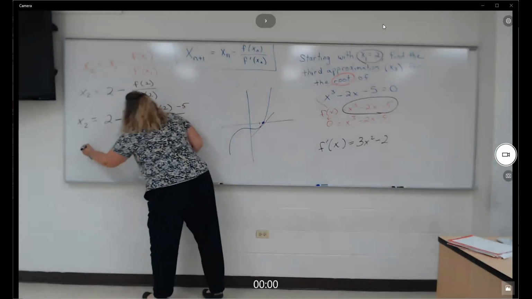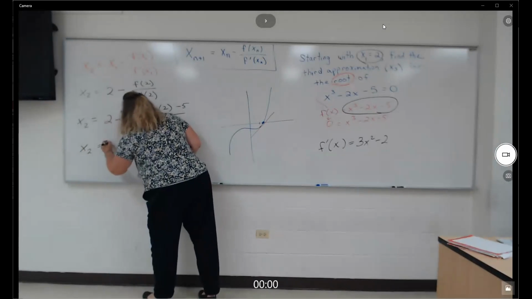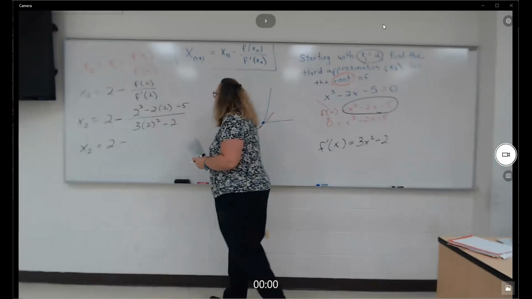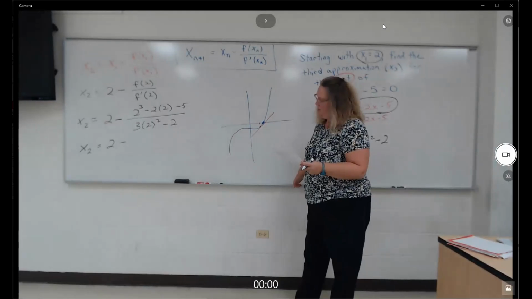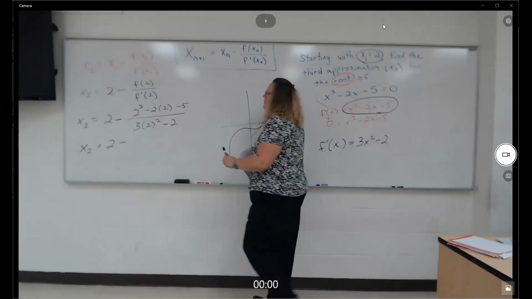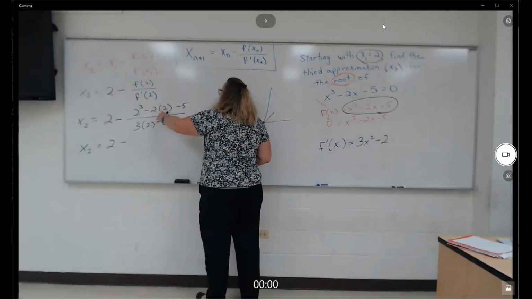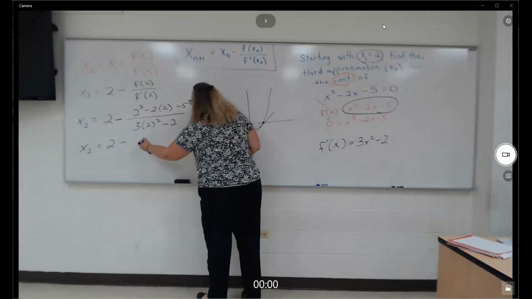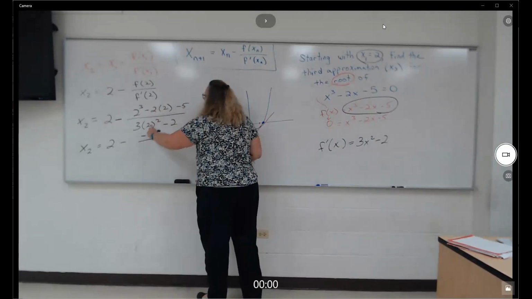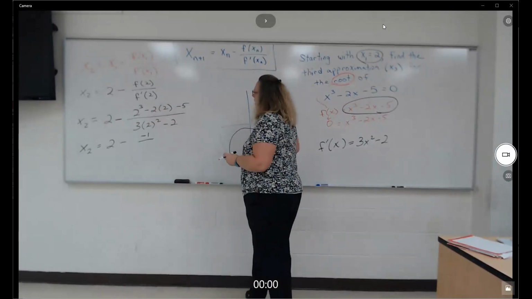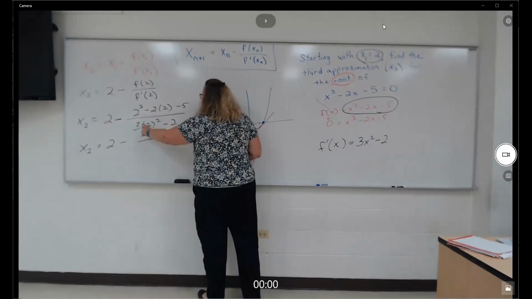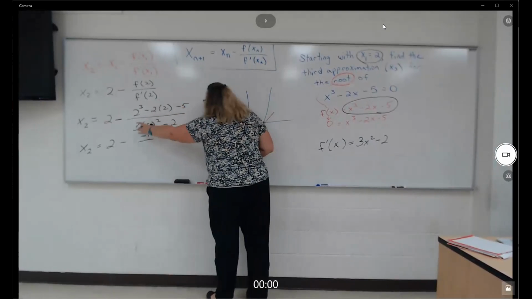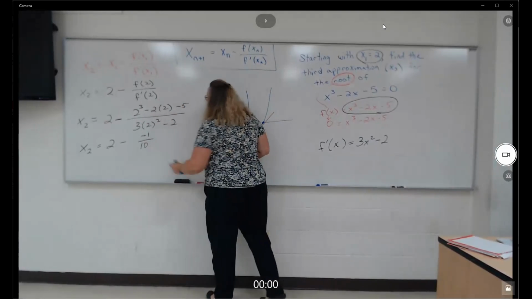So this is going to give us x up to 2 minus, and that should actually be negative 1/10. So this is 8 minus 4 minus 5. So that would be negative 1. And then the bottom is 12. This would be 4 times 3 minus 2. So this is 12 minus 2. So that should be 10.